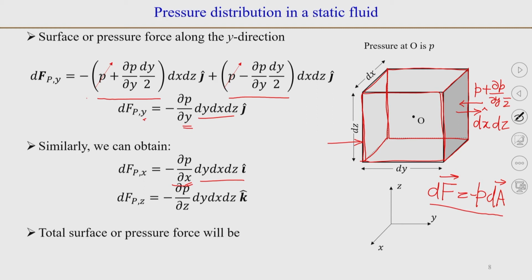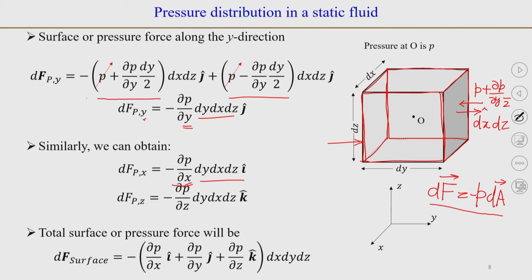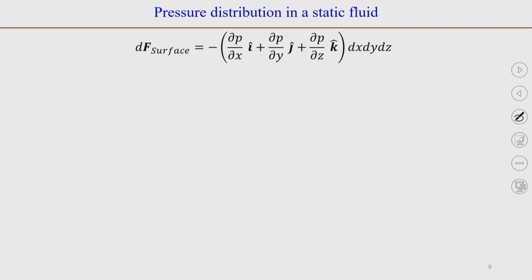So, the net surface force, and because pressure force is the only surface force now. So, net surface force, when we combine all this together, dx dy dz is common in all this. So, we will have minus del P by del x i plus del P by del y j plus del P by del z k, where i, j and k are unit vectors along x, y and z directions. Now, so we have obtained the surface force.